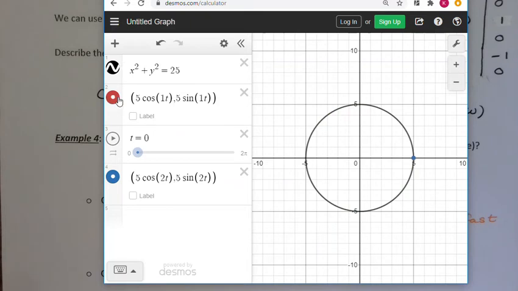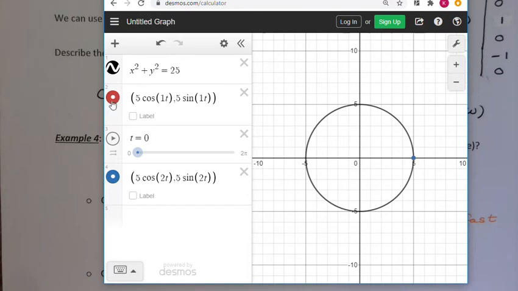Okay. In red, we're going to be seeing 5 cosine, just plain t, or I put in 1t for emphasis, 5 sine t. I've put these in as x values and y values. That's the equivalent of the parametric equation x equals 5 cos t, y equals 5 sine t. Then in blue, we're going to consider the new one that we've come up with. X is 5 cos 2t, and y is 5 sine 2t.